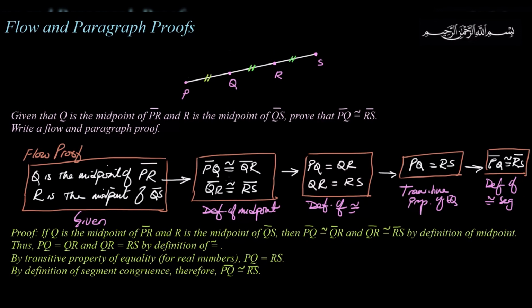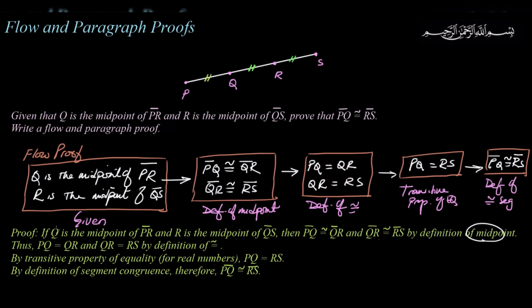So you start out with the given information. If Q is the midpoint of PR and R is the midpoint of QS, then PQ is congruent to QR and QR is congruent to RS, basically what I have given over here. The reason for this is the definition of midpoint. From this, it follows that PQ is equal to QR and QR is equal to RS, because of the definition of congruence. And from there, by the transitive property of equality for real numbers, PQ is equal to RS. And by the definition of segment congruence, PQ is congruent to RS.